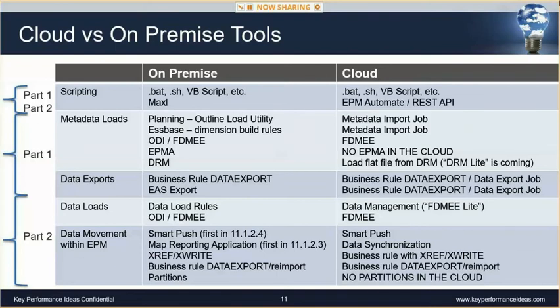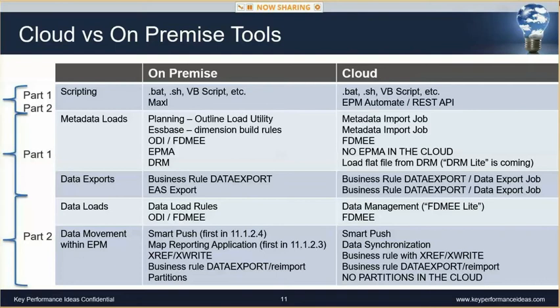For data exports, you can run a business rule data export command, which is also available in the cloud. In addition, in the cloud, you can run a data export job, which could be in Planning format or Essbase format. And in on-premise, you can also do a data export using an EAS export, where from the Essbase application server you would just do a level 0 export. With the cloud, the way that you would do that would be, again, running a business rule or a data export job.